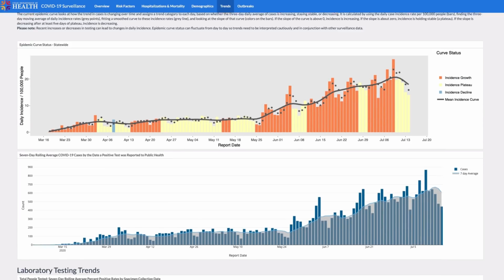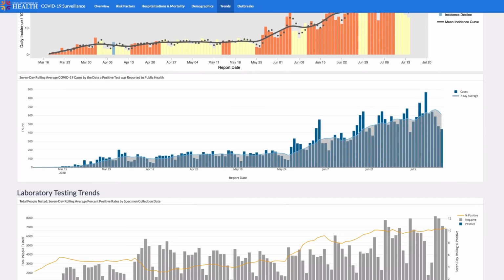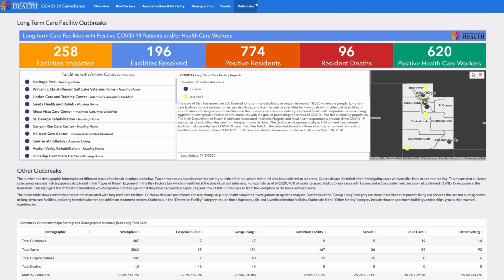Moving to the trends page, while not new to this version of the public dashboard, the 7-day rolling average charts show the average number of total cases by day and the average percent of positive laboratory results over the most recent 7-day period. This is valuable information for evaluating the current status of what is happening in Utah. There are no changes to the outbreaks page.